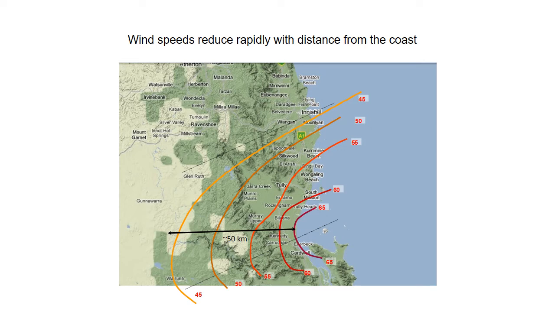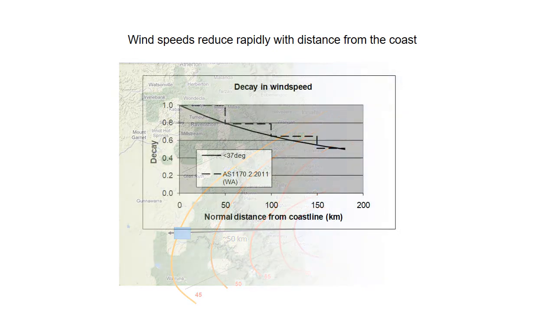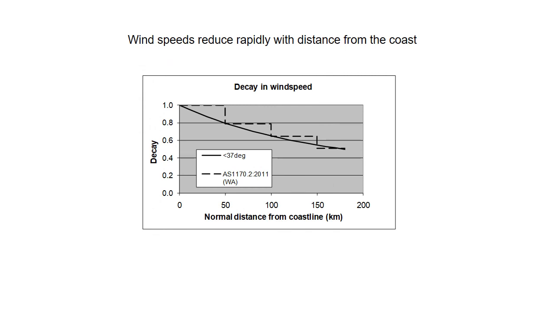So this is a phenomenon that we've recently taken account of in the wind standard AS/NZS 1170.2 by introducing a linear variation from the coast inland. Now the black solid line on this graph comes from data from the United States showing the reduction or the decay in wind speed as a function of distance from the coastline, or normal distance from the coastline.